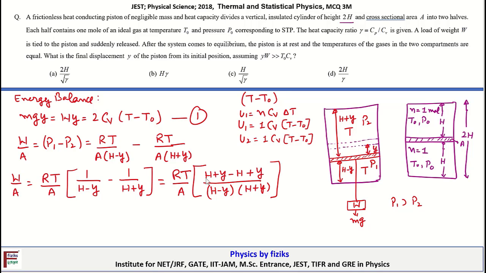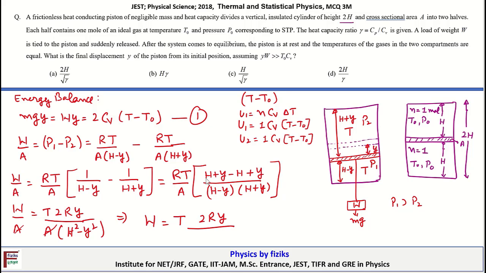Okay, so after cancellation of some of the terms, this comes out to be equal to T into 2Ry upon A into (h square minus y square), that is W by A. Because A and A will cancel with each other, this implies that W equals, taking T outside, T multiplied by 2Ry upon h square minus y square. So this is equation number 2.